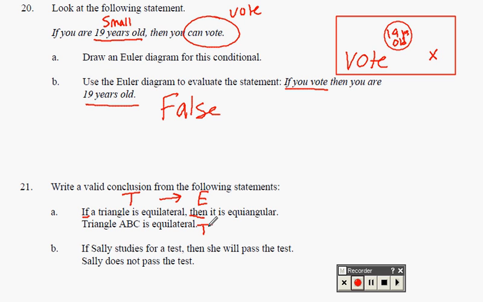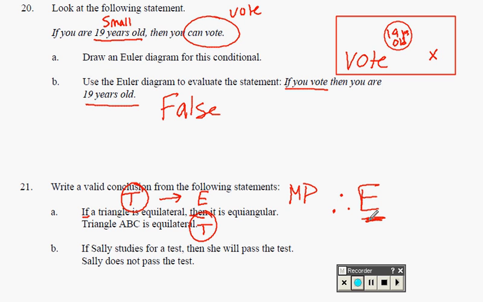So based on the modus ponens law that you learned, if you have an if-then statement, and the first part of the if-then statement is true, then you can conclude that the second part of the if-then statement is also true, which in this case would be E. And in words, that is, the triangle must be equiangular.